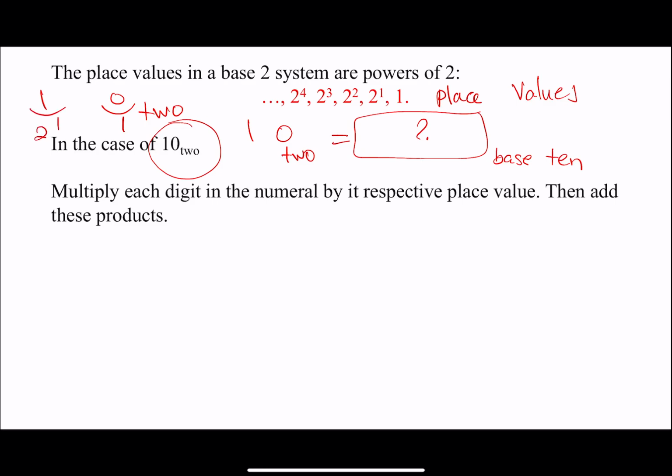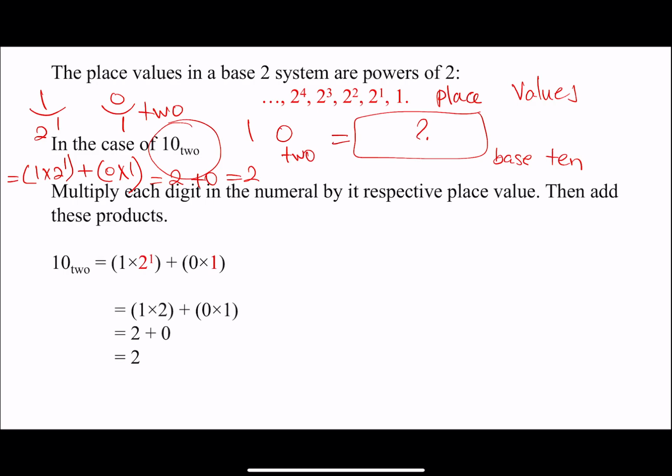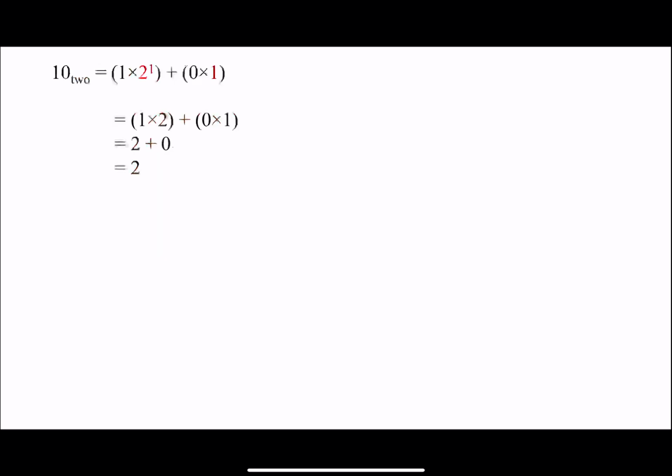Now we multiply each digit by its place value. So the digit is 1, the place value 2 to 1, plus the digit is 0, its place value is 1. So what do you get? 2 plus 0, which is 2, right? So multiply each digit by its place value, add the results, so I get 2, right? So 1 0 base 2 is actually numeral 2 in base 10 or Hindu Arabic.